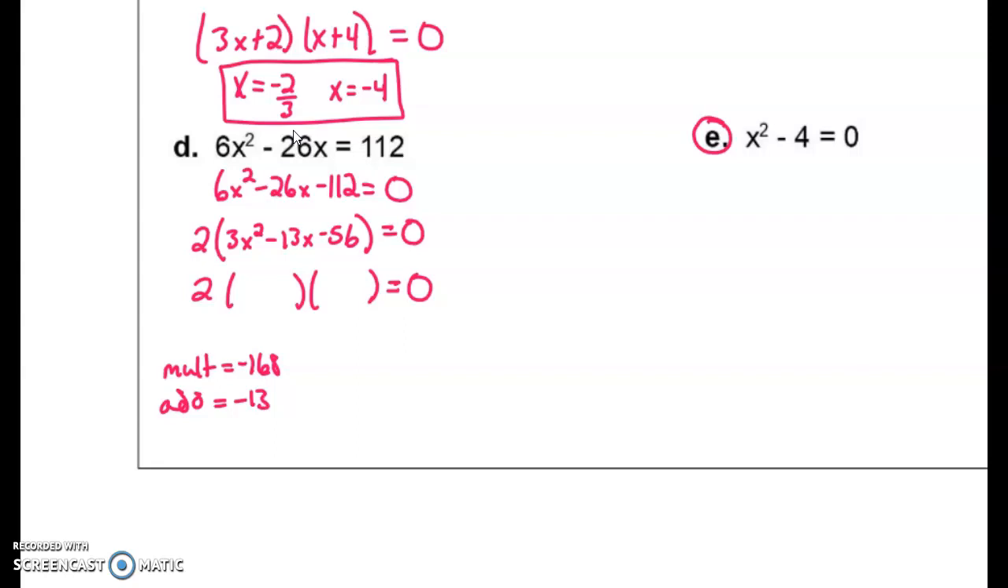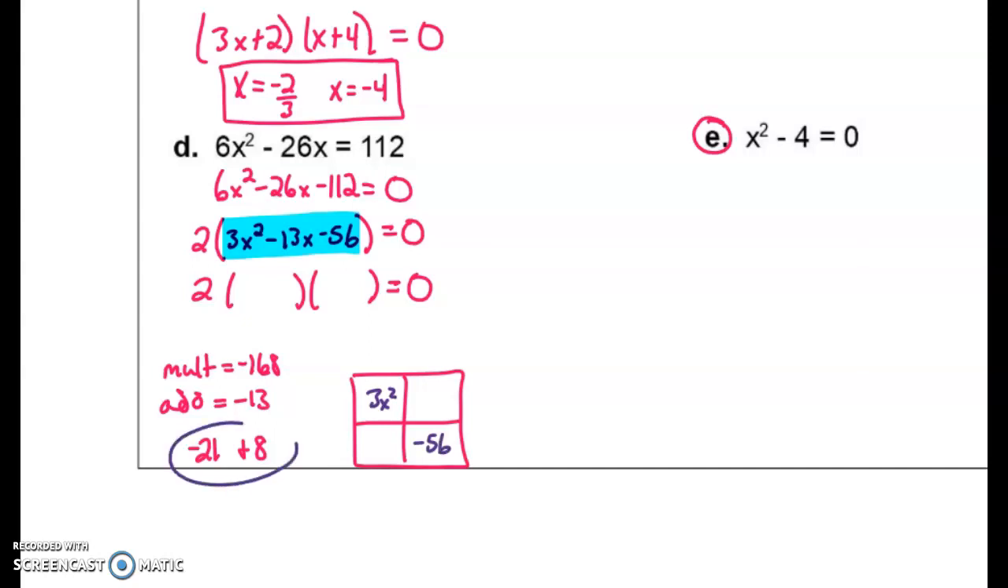So it took me a little bit of guess and check to find my pair, but I found out that it's negative 21 and 8. So this one's just a little bit more difficult because the numbers are bigger. All right, so I'm going to use the area model to factor. So when I do this, I am just using this trinomial right here. So I have 3x squared and minus 56. And then I use my two numbers I found. So I have negative 21x and positive 8x.